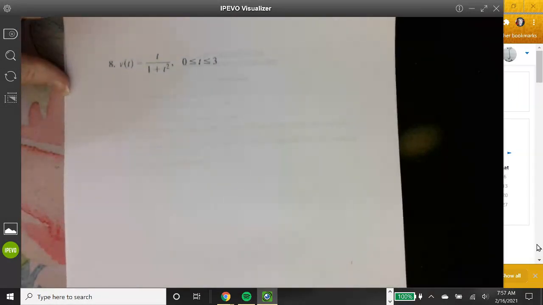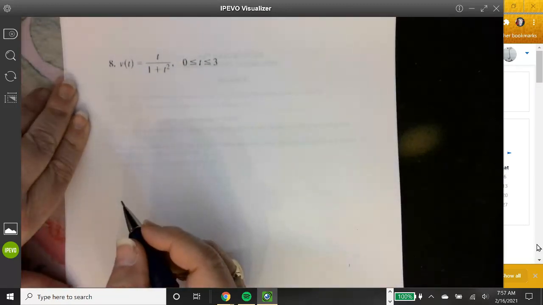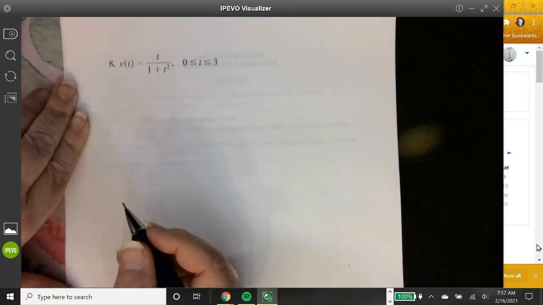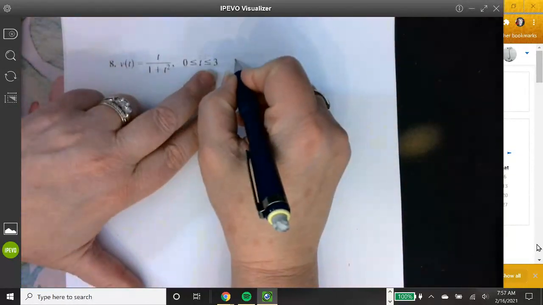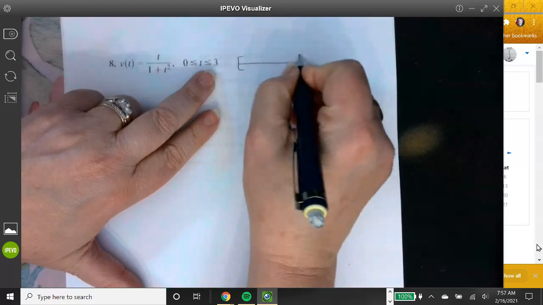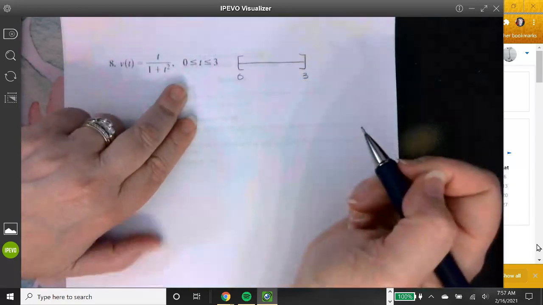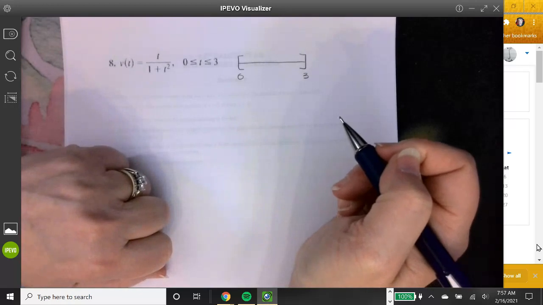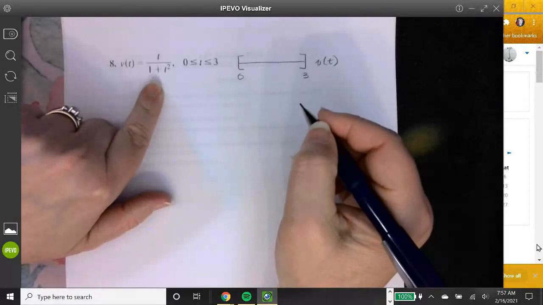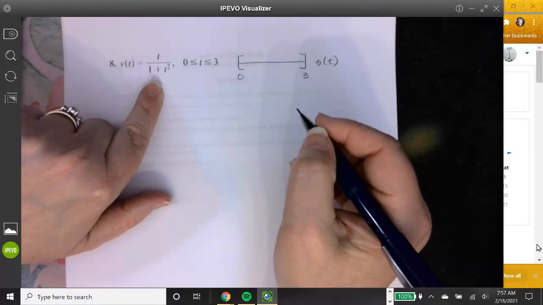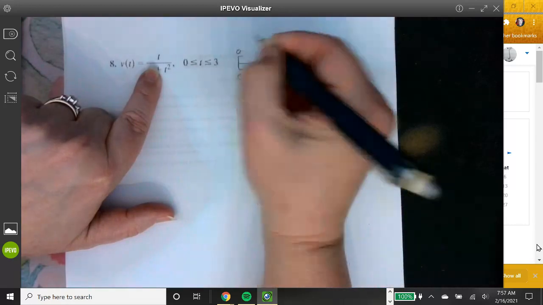This is number 8. And so we're going to do the same exact problem where part A said, determine when the particle is moving to the right and left and stopped. So I'm going to do a sign chart. And my sign chart is going to go from 0 to 3. And I have a closed interval. So I'm putting my closed interval there on my sign chart. And this is V of t. Now I need to know when this velocity is 0. Well, this velocity is 0 when the numerator is 0, which is at t equals 0.